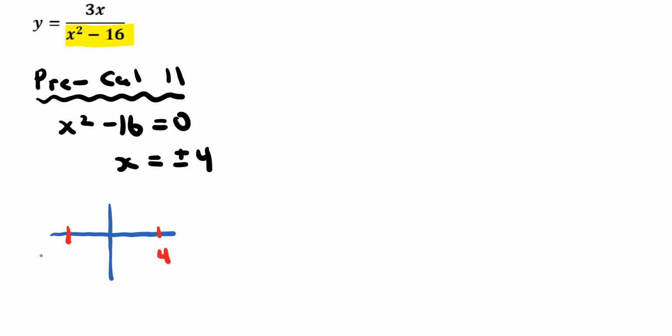follow-up question that I do ask is how many limit statements do you have to write if you have two vertical asymptotes? And you really have to write 4 limit statements because you have to look at the limit from the left and right of positive 4. And you also have to look at the limit from the left and the right of negative 4. So you really need 4 limit statements.